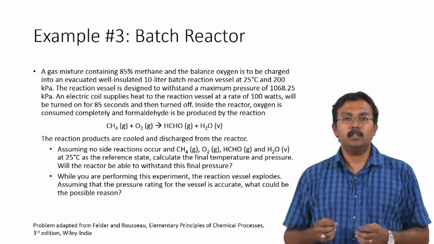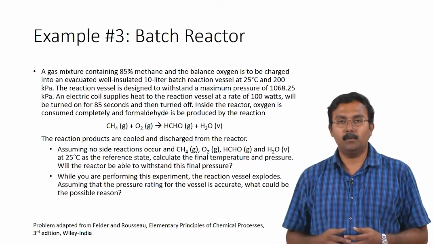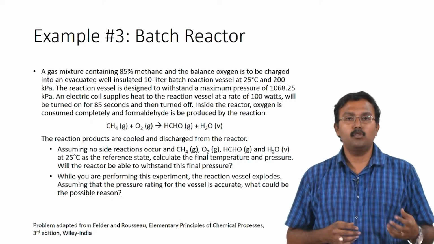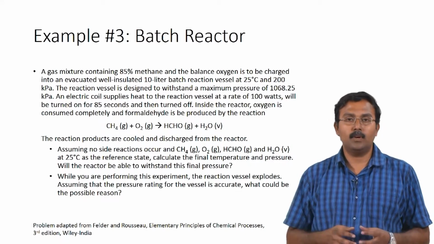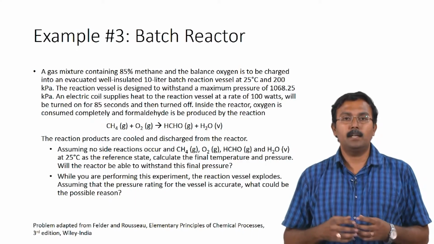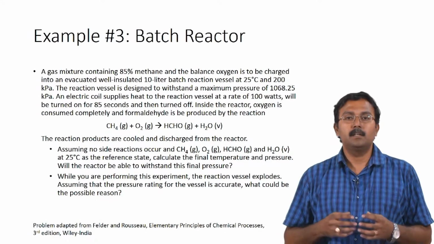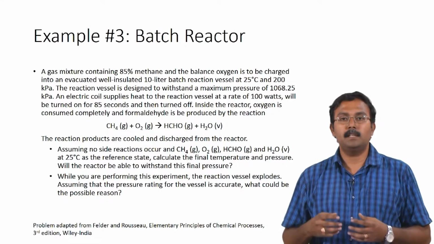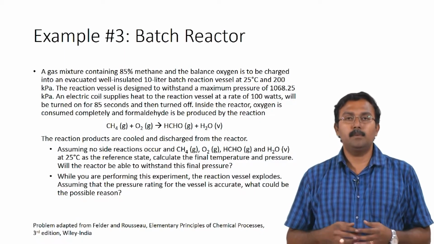Inside the reactor, oxygen is consumed completely and formaldehyde is produced by the reaction where methane reacts with oxygen to form formaldehyde and water. The reaction products are cooled and discharged from the reactor. Assuming no side reactions occur, and taking methane gas, oxygen gas, formaldehyde gas and water vapor at 25 degrees Celsius as the reference state, calculate the final temperature and pressure. Will the reactor be able to withstand this final pressure? While you are performing this experiment, the reaction vessel explodes. Assuming that the pressure rating of the vessel is accurate, what could be the possible reason?